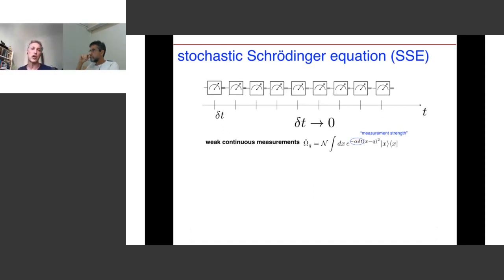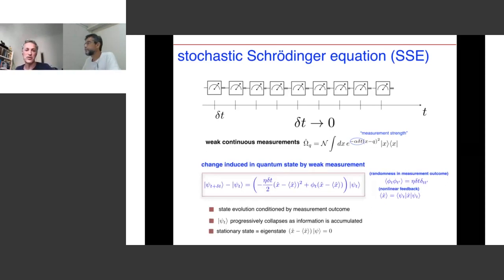The idea is as follows. You apply your measurements at every time interval delta t, and you do the measurement as a weak measurement, where the measurement strength itself also scales with delta t. Then you have a well-defined limit sending delta t to 0, where you measure more and more often but get less and less information. In this limit you can come up with a differential equation that describes the change induced in the quantum state by weak measurement, and this is known as the stochastic Schrödinger equation.